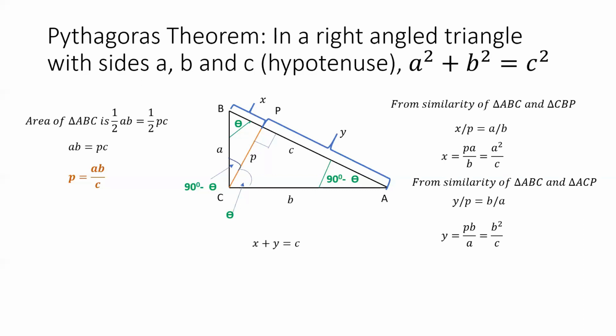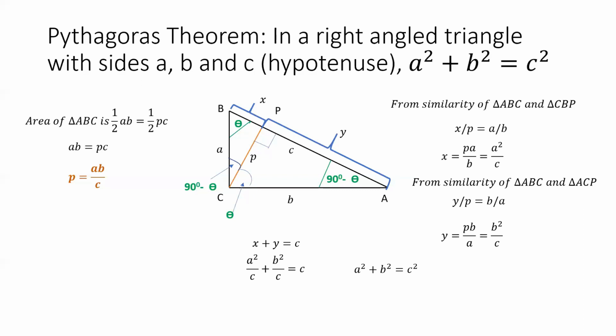And now if we simply add up x plus y, that becomes c. But we have already expressed x as a squared by c and y as b squared by c. So we can substitute that for x and y. We have a squared by c plus b squared by c is equal to c. And then you multiply both sides by c and you get a squared plus b squared equal to c squared, which completes the proof of Pythagoras theorem.